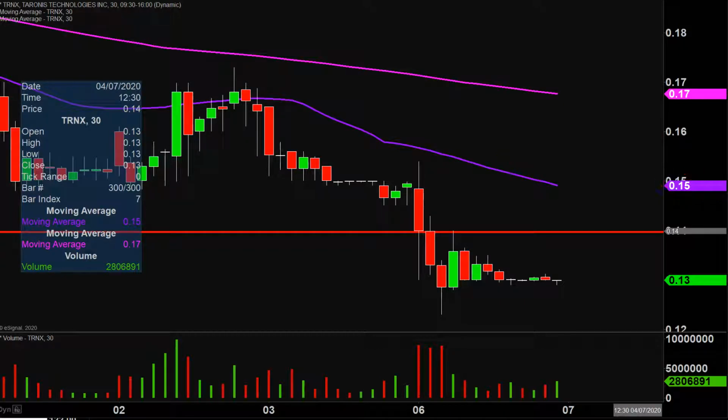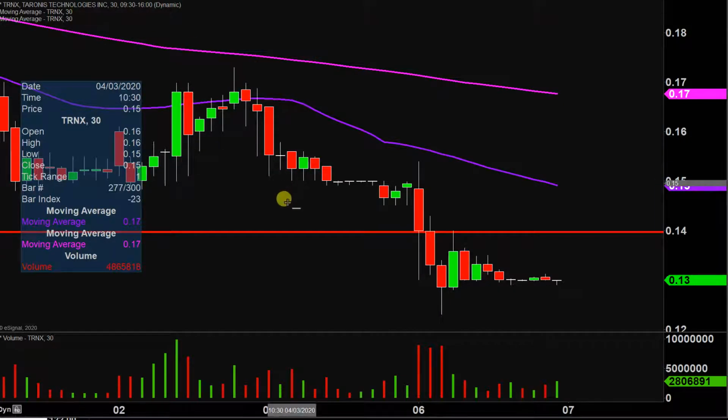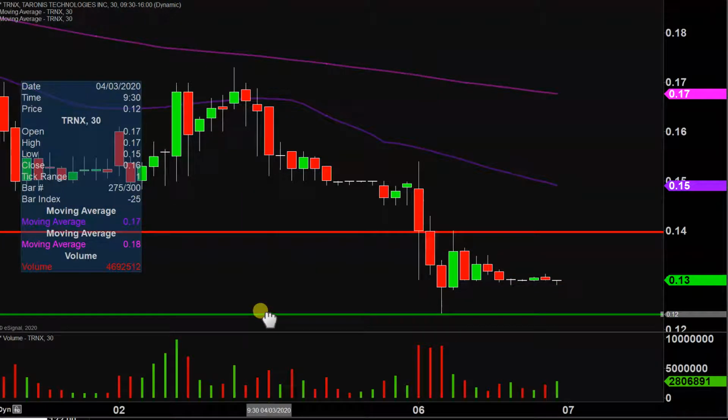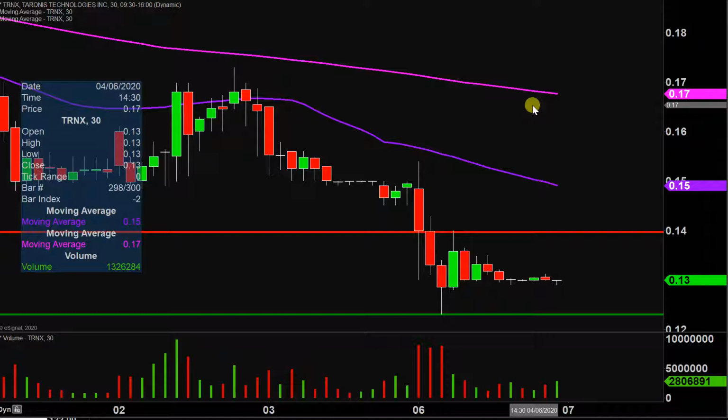As far as areas of support are concerned, nothing complicated, nothing fancy here, just a matter of, where did the bleeding finally stop? And that was right down here around 0.123. So 0.123 is going to be that initial area of support going into Tuesday.